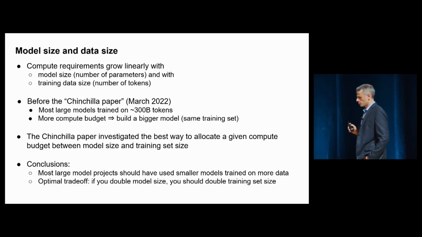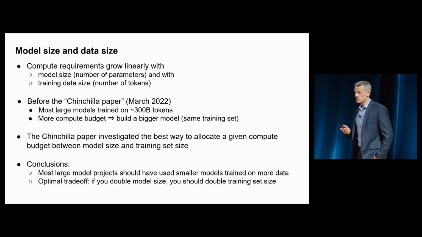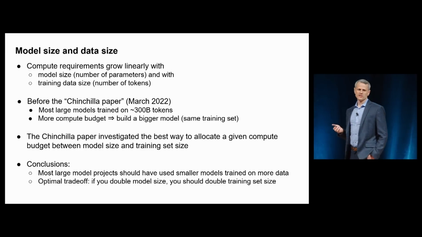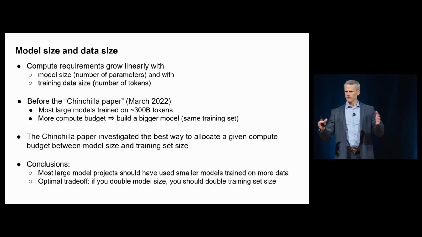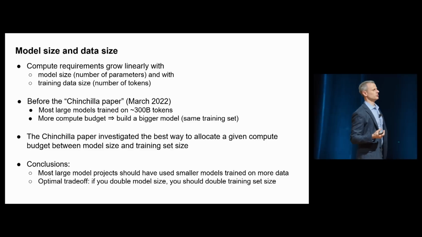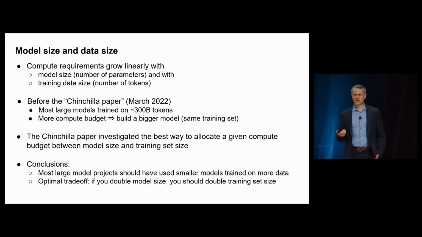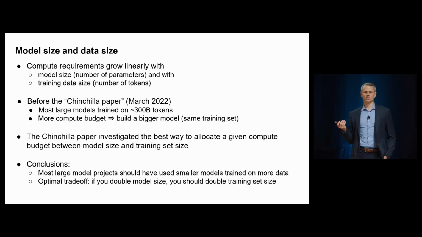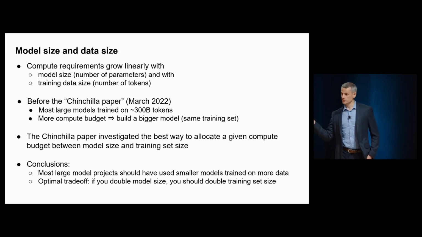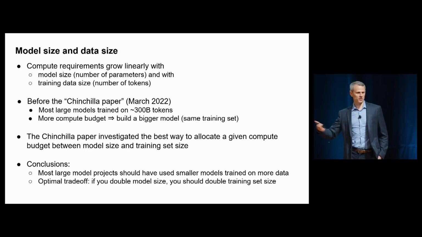OK, so we spoke about the data set. Another major decision in building a model is how big to make it. You often have a fixed budget of compute, how many GPU hours you have to work with. That was our situation. And when designing a model, there's a trade-off. See, the amount of compute it takes to train a model grows linearly with the size of the model in terms of its parameter count, and also linearly with the number of training tokens that you have.